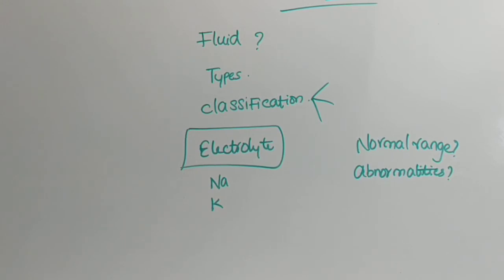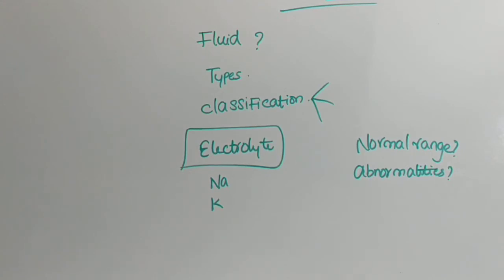Okay, this completes the normal classification of this fluid. Now, move on to electrolyte imbalance. The first part, fluid, is covered in our session. Now, moving to electrolyte imbalance. What are the normal electrolytes? We will see sodium, potassium, calcium.